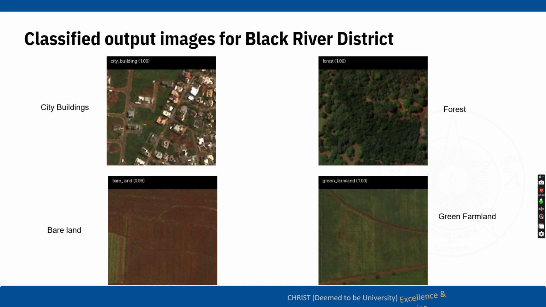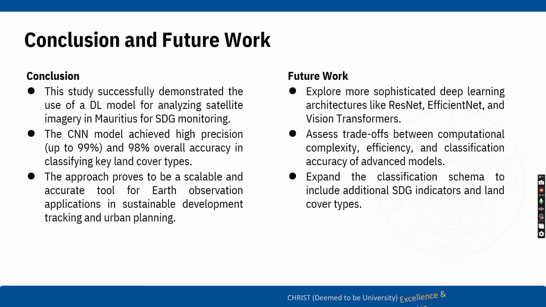We classified all the images, and we observed that the model works well across all those 1400 plus images. The conclusion is that this work successfully demonstrated that a deep learning model could be developed to analyze satellite imagery for UN SDG monitoring. The proposed model achieved higher precision and 98% overall accuracy in classifying the key land cover types. This approach could be scalable, and it could be used as a more accurate tool for Earth observation applications, not just for these categories; it could be extended to other categories as well.